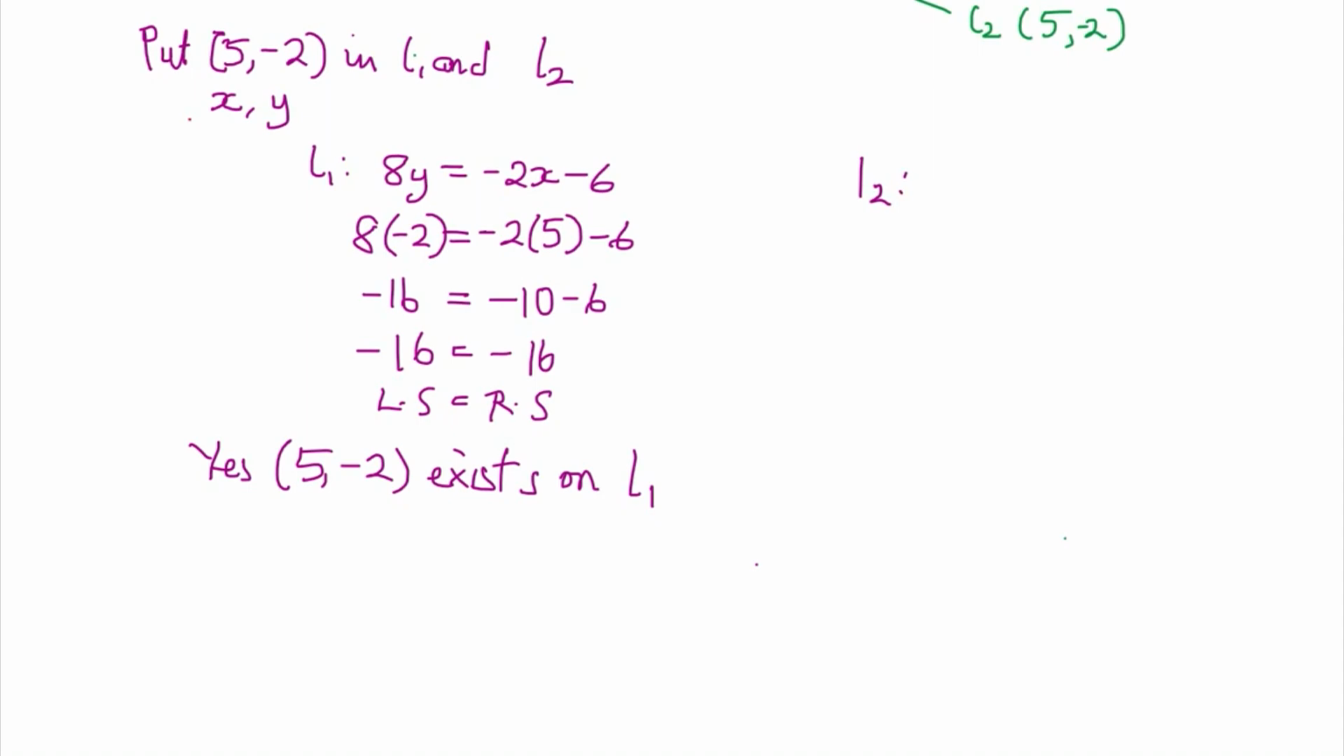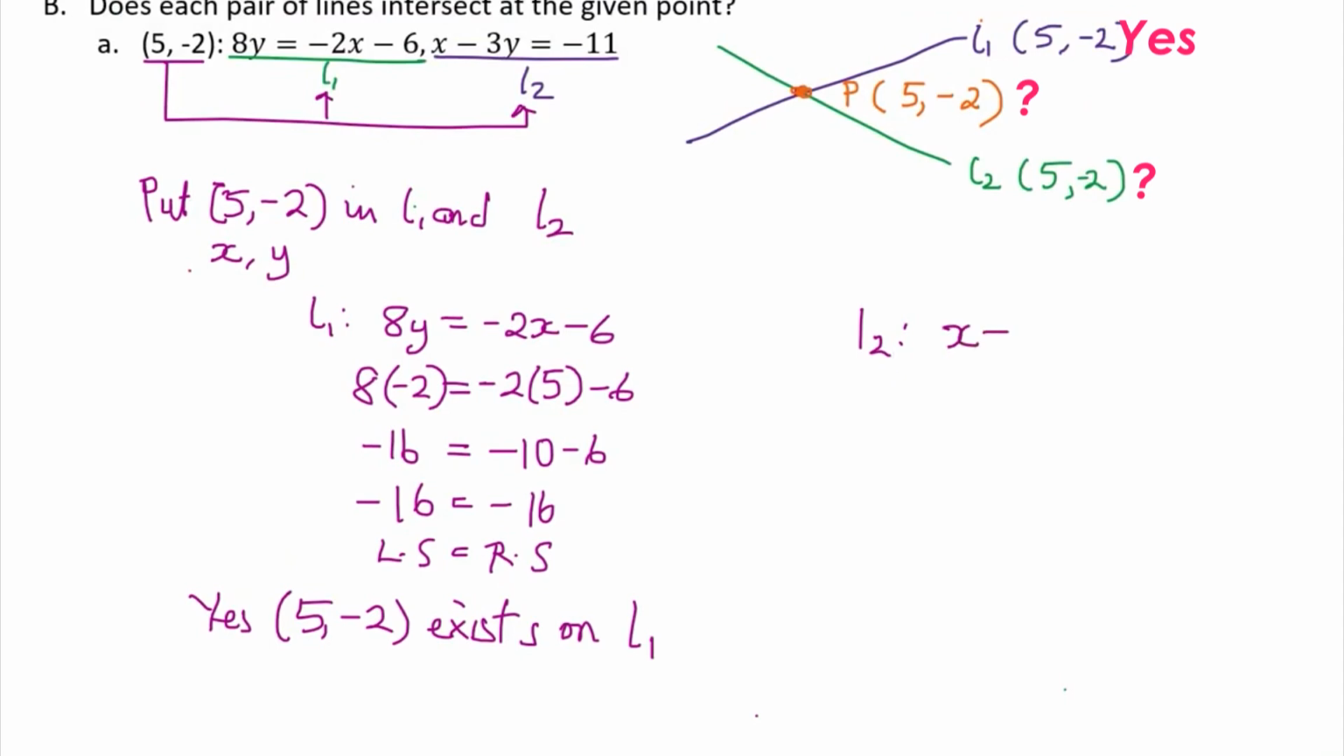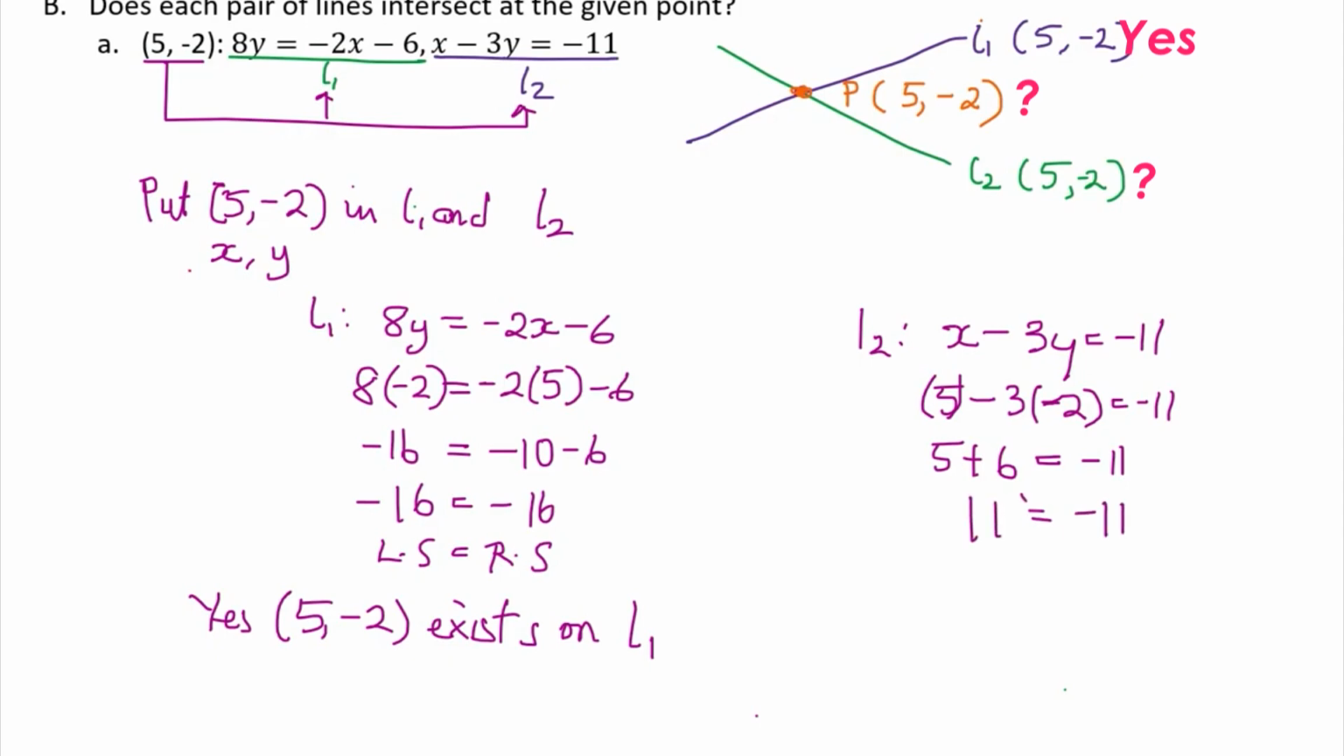So looking at line 2, we have the equation 8x minus 3y is equal to negative 11. Since the right side is a number, we hope that the left side will give us negative 11. So if we put x to be equal to 5, putting brackets around the 5, and y to be equal to negative 2, let's see whether this will be equal to negative 11. So on the left side, we have 5 minus negative 3 times negative 2, which gives us positive 6. If we solve it, 5 plus 6 gives us 11. Unfortunately, it's not equal to negative 11.